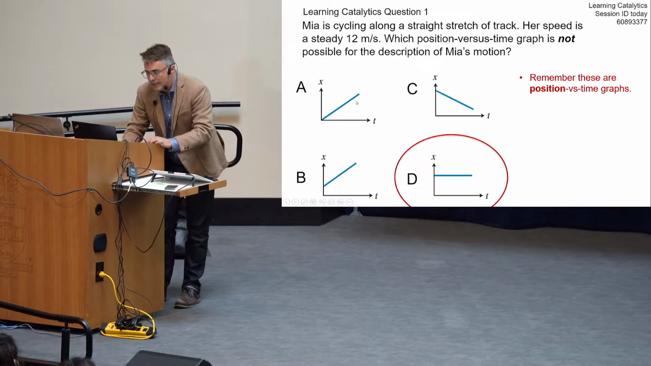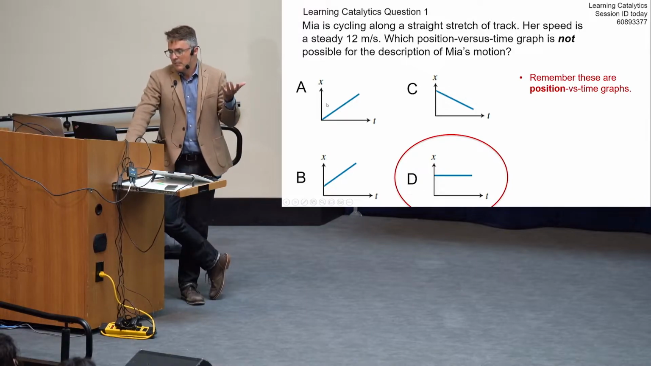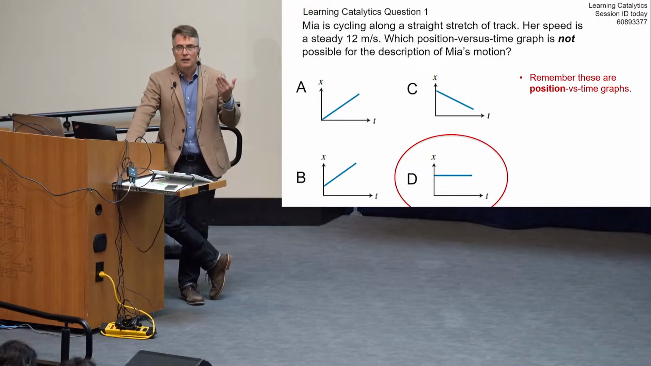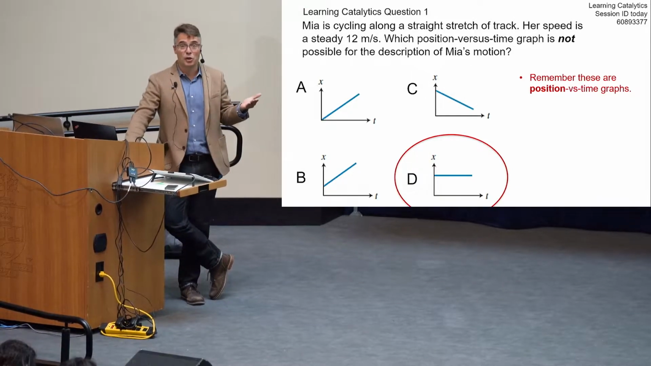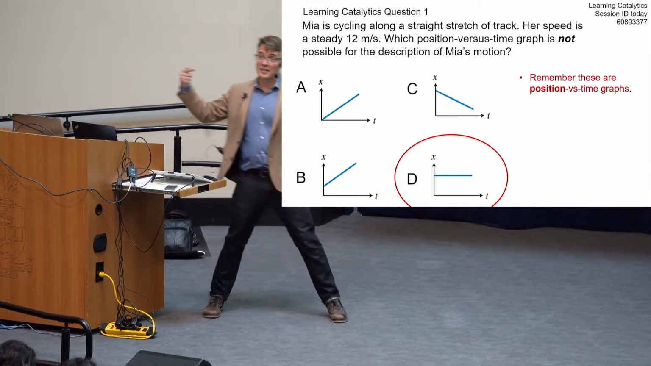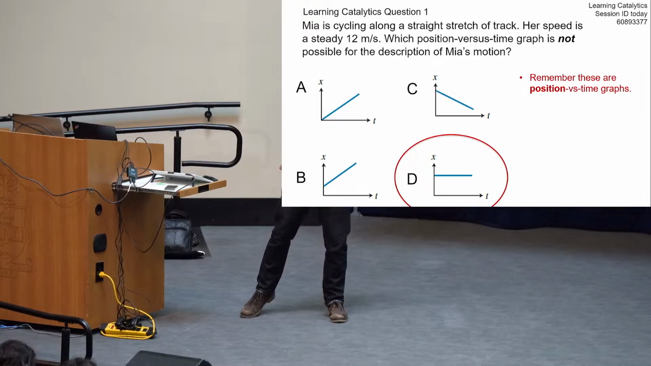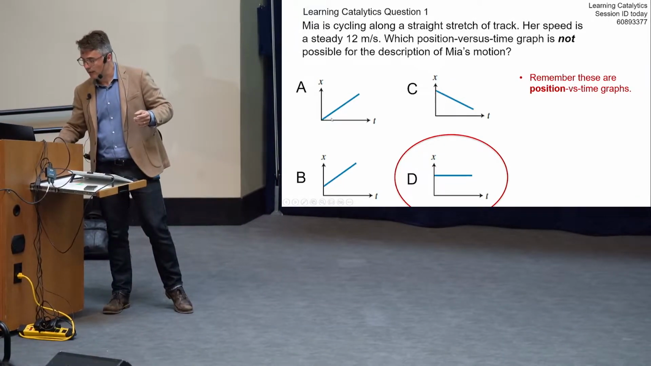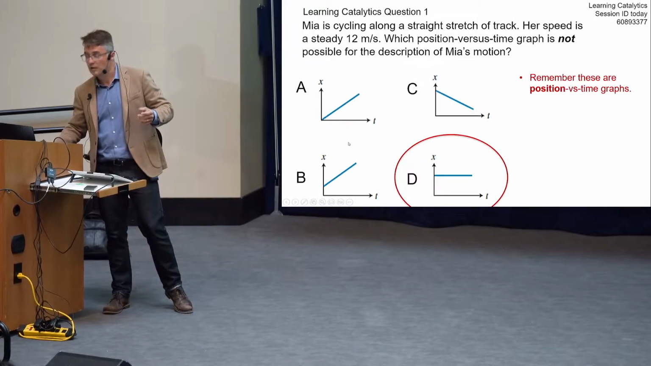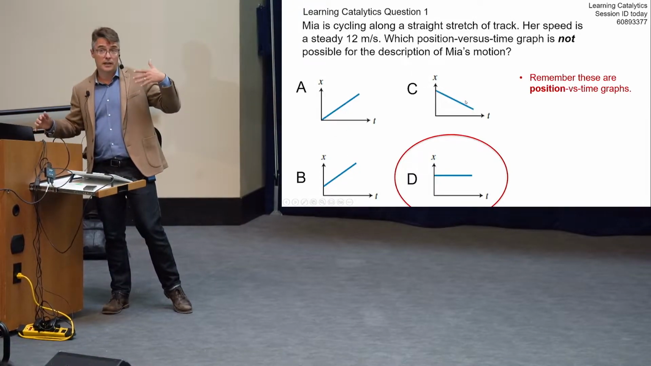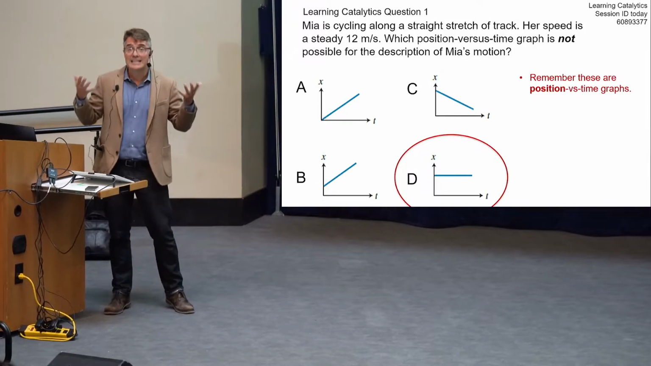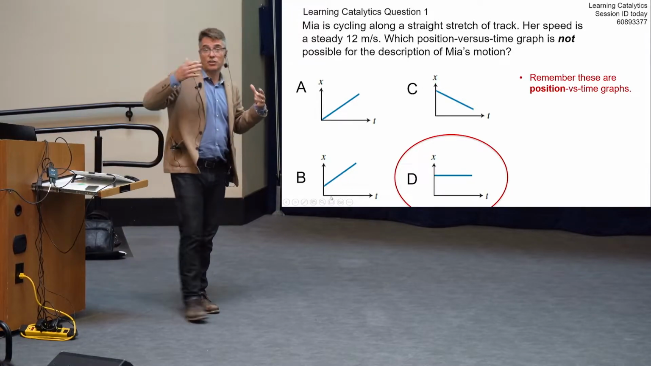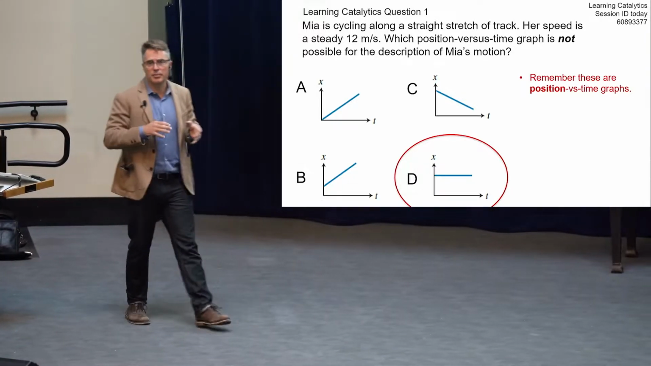So basically, Mia is cycling at a constant velocity, meaning that there should be some constant slope. And depending on if she's cycling towards the negative x direction or the positive x direction, you could have A or C, or A or B. In A or B, she's going in the positive x direction. In C, she's going in the negative x direction, just the other way, at a steady speed. And maybe the difference between A and B might be that she started not at x equals 0 but at some other position. So there's all sorts of things.